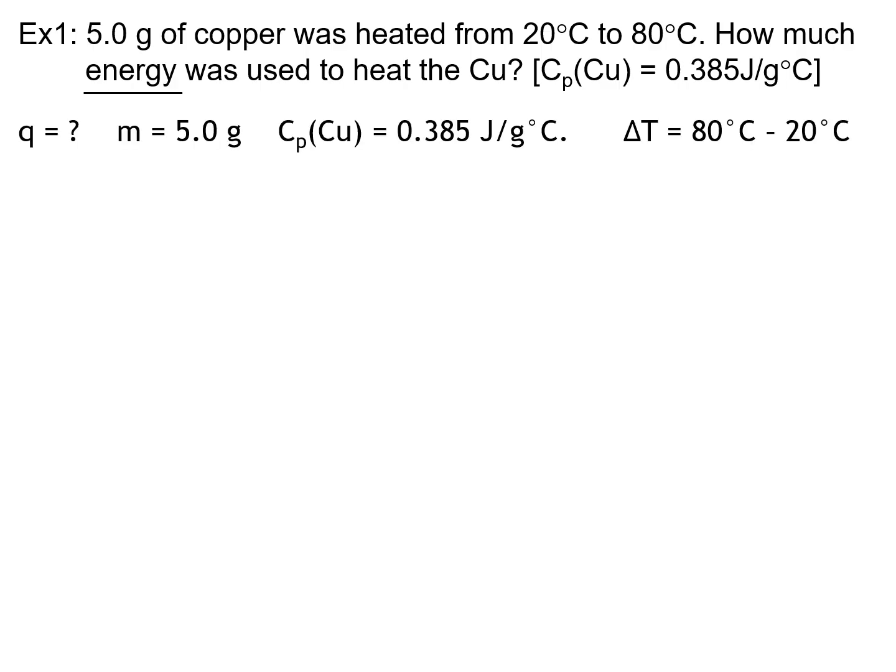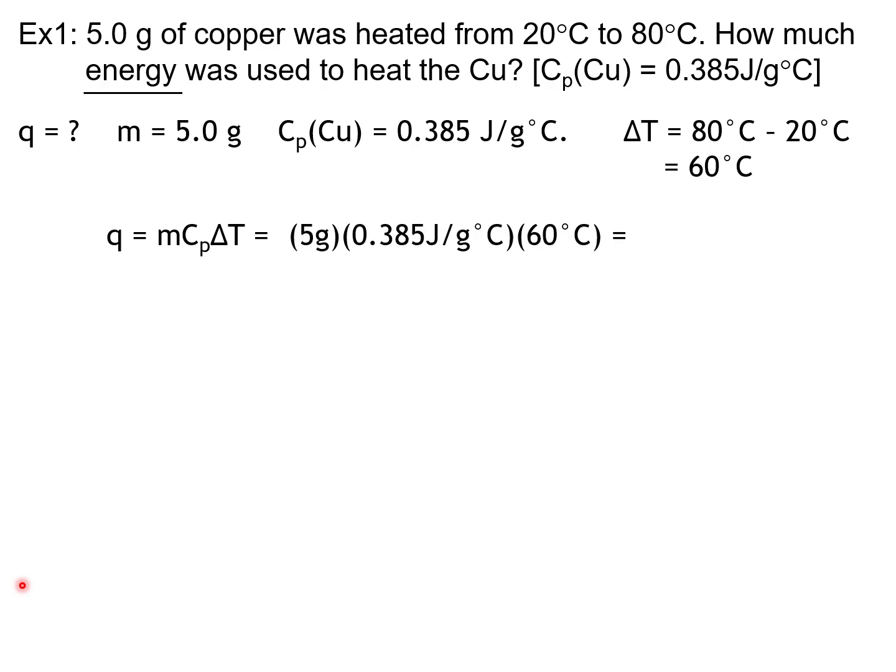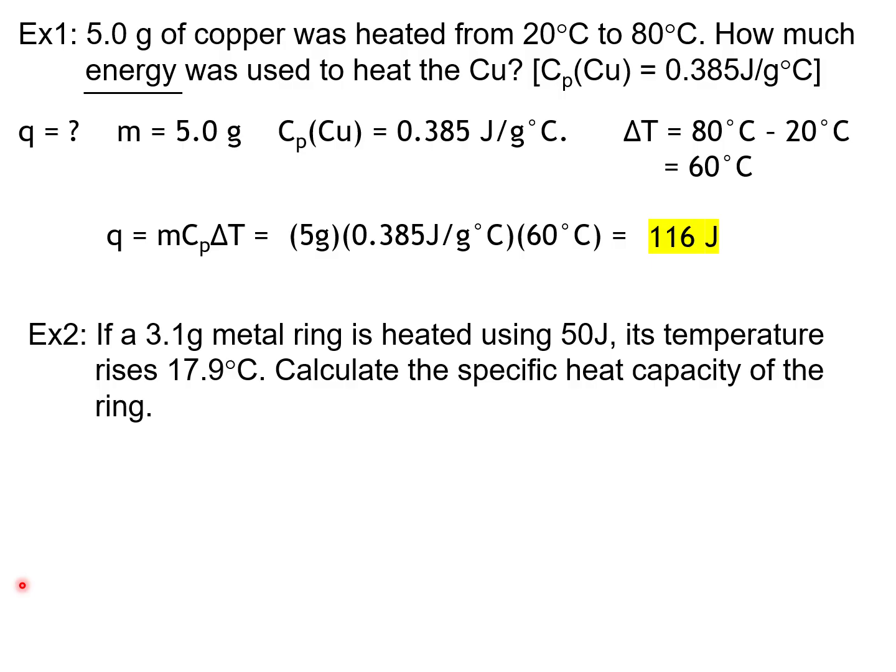So we write down our variables. We're looking for Q, which is our energy. We know it's 5 grams of copper. We have the CP for copper. And our temperature change is always going to be final minus initial. So it started out at 20 and ended up at 80. So that means that our temperature change is 60 degrees C. Plug that into the equation, and you get that it is going to require 116 joules in order to achieve that temperature change. So not very much energy.